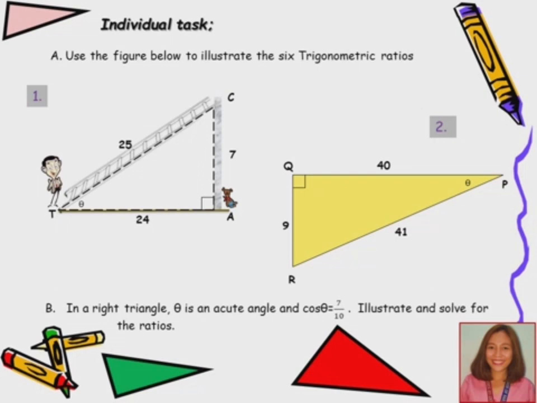You are going to, as you can see in your set A na exercise, use the figure below and you're going to illustrate the 6 trigonometric ratios. So, number 1 and number 2. Number 1, makikita nyo dyan si Mr. Bean at saka yung kanyang favorite buddy na si Teddy. So, nasaan yung reference angle natin dyan? Ilocate nyo na kaagad kung nasaan yung reference angle natin dyan.